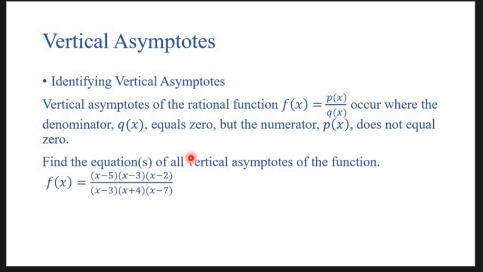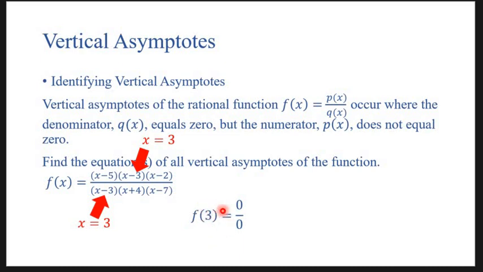Let's look at the rational function we looked at when we were trying to find a hole in the graph. This says find the equation, maybe plural, of the vertical asymptotes of the function. So basically I'm looking for values that make only the bottom 0 but not the top. So immediately I have to exclude x equals 3 because I know x equals 3 makes both the bottom and the top equal 0.